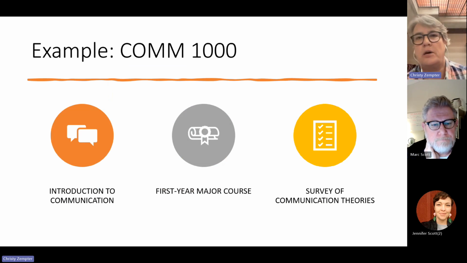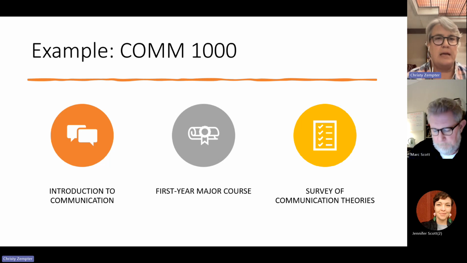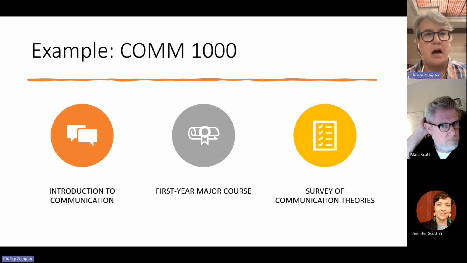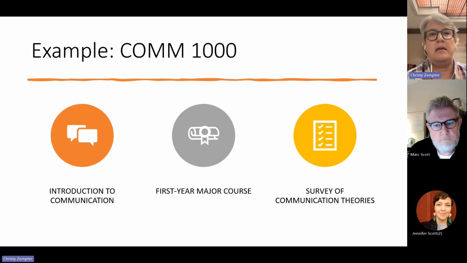So again, I'm going to finish up with just a quick example of how I use backward design in the process of developing. I'm just going to talk about one learning outcome and its relationship to one assignment in COM 1000. So again, this is Introduction to Communication. It is a first-year major course in the communication major. And the content of the course is a survey of communication theories.